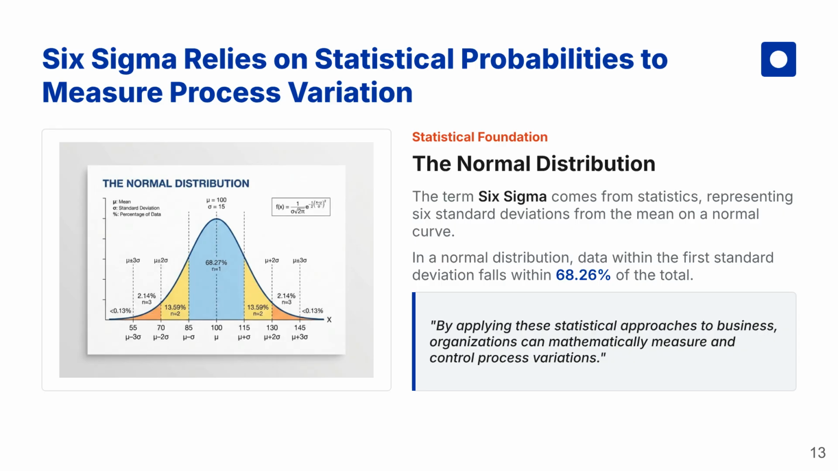The slide also highlights an important statistical concept. Approximately 68.26% of all observations in a normal distribution lie within one standard deviation, or 1 sigma, from the mean. As additional standard deviations are included, a larger percentage of observations falls within the acceptable range.